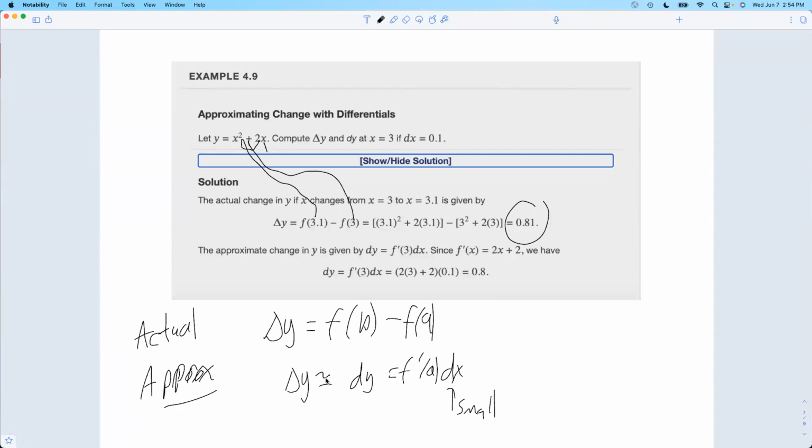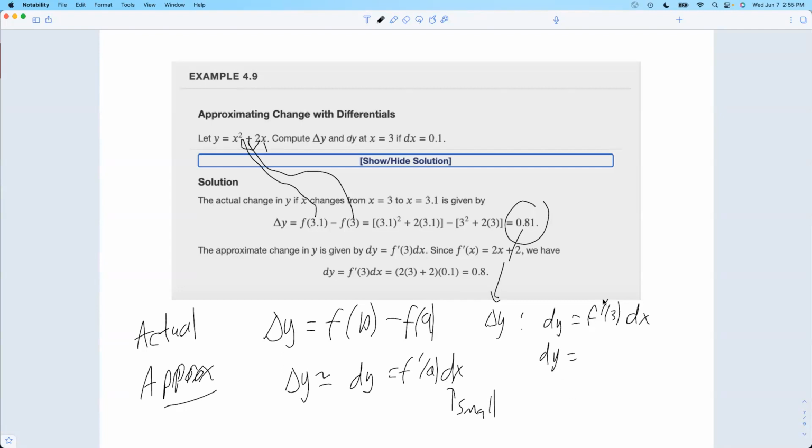We're too lazy to do that. The whole point of differentials is to try to avoid doing this by doing easier computations. In the real world, if we actually want to know this and we can do it, we'll just do it. The whole point of differentials is to say that that change in y, that number, we're going to approximate by doing dy equals f prime at your starting point times some small change in x.